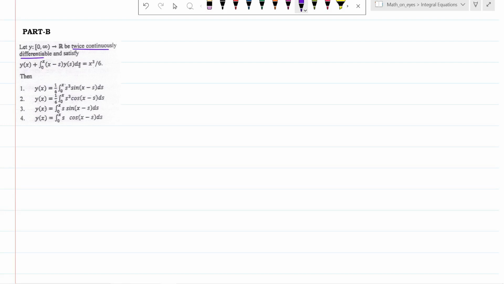So we can solve the problem by the method of resolvent kernel, but when you solve, you will not find any options true. You will get an answer which is other than the options. So the hint given here is twice continuously differentiable. So we are going to solve the problem by the Leibnitz rule.